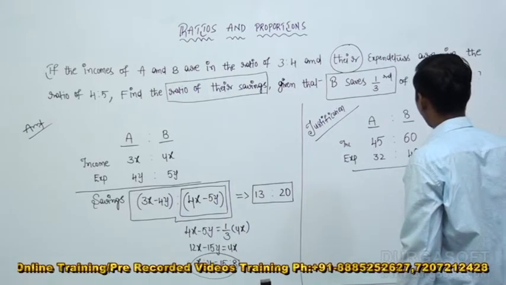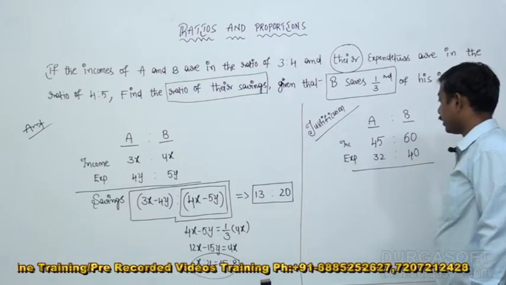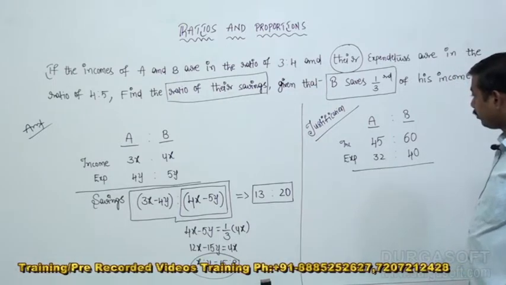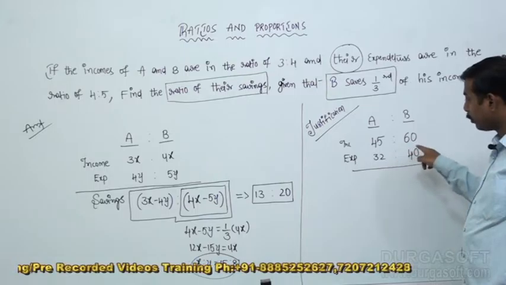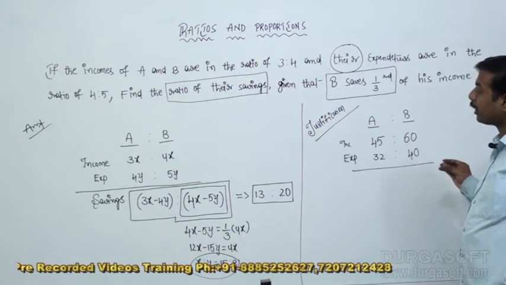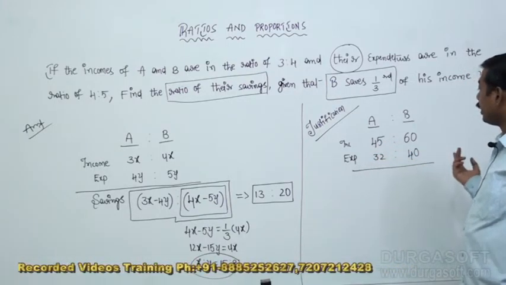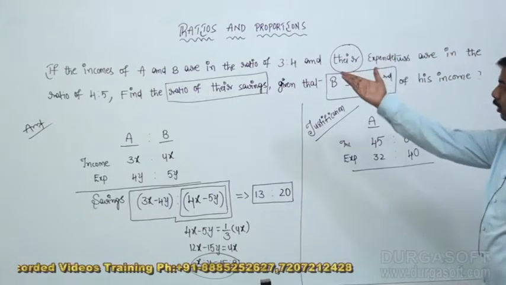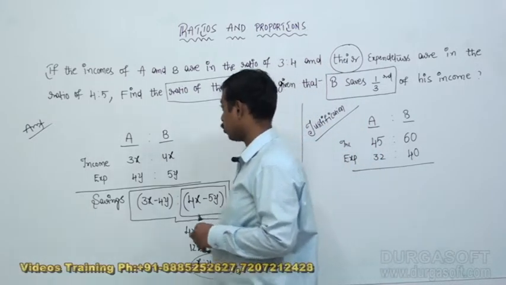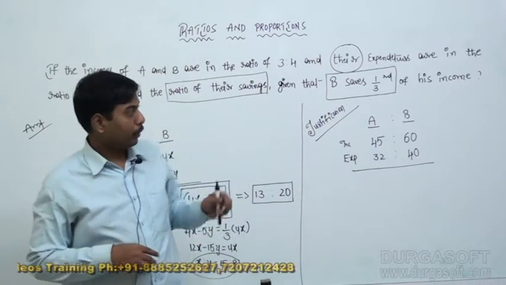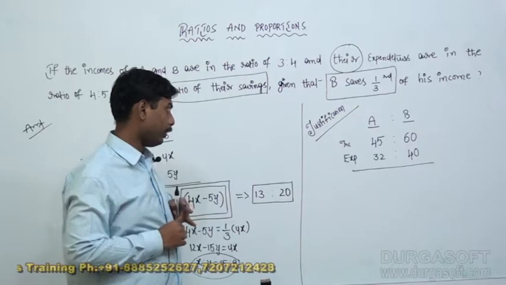4 is to 5 means, let me check here, 8 how many times applicable for 32? 4 times. 8 how many times applicable for 40? 5 times. Expenditure 32 is to 40 means indirectly we do write 4 is to 5. That means income ratio we have satisfied and even expenditure ratio also we have satisfied here.